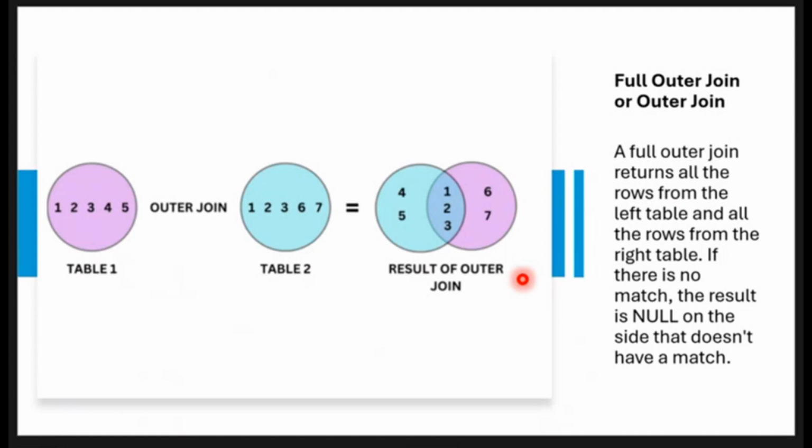I hope you understand all the four types of joins with the help of Venn diagrams. Now let us go through the syntax, and we'll explain through a live example by writing code in MySQL Workbench.